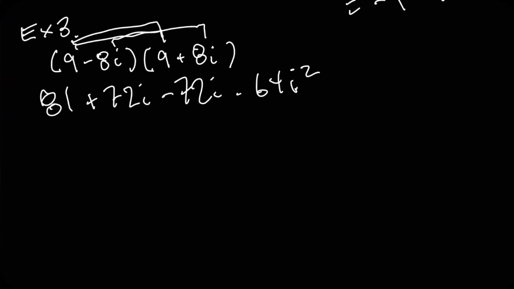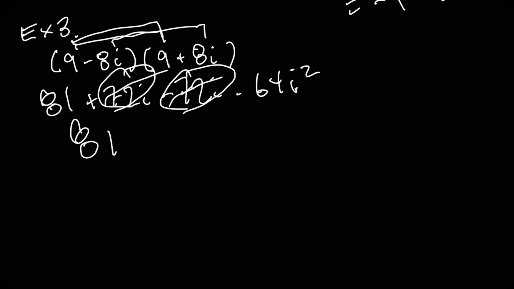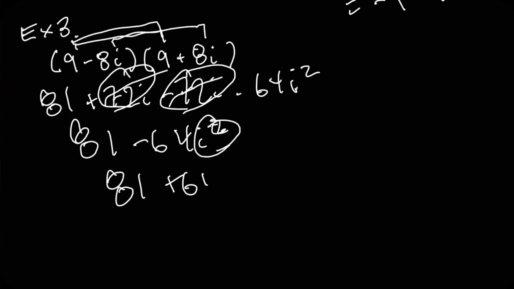And if you see, we have a positive 72i and a negative 72i. These will cancel out, leaving us with 81 minus 64i squared. Don't forget to substitute that as a negative 1. So that leaves us with 81 plus 64, which is equal to 145.